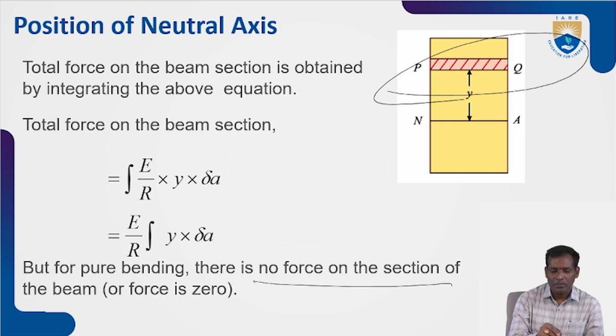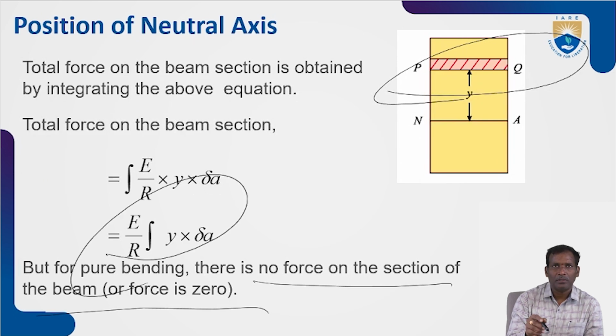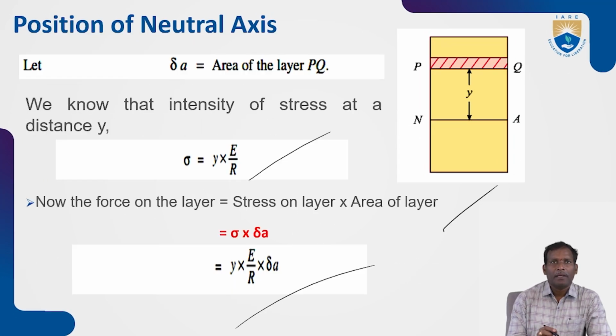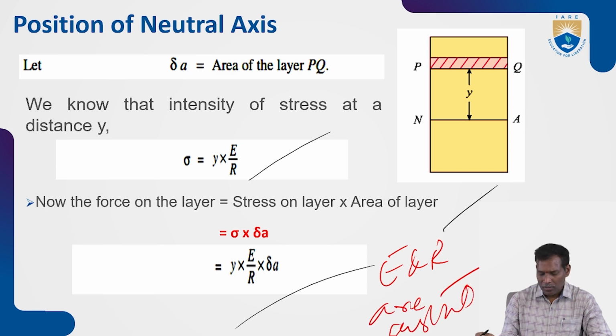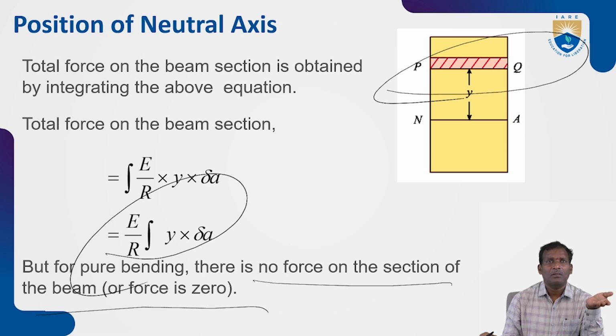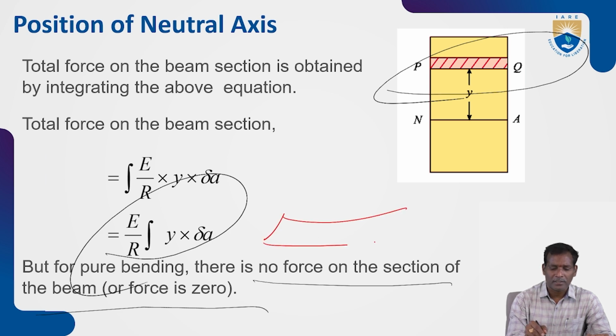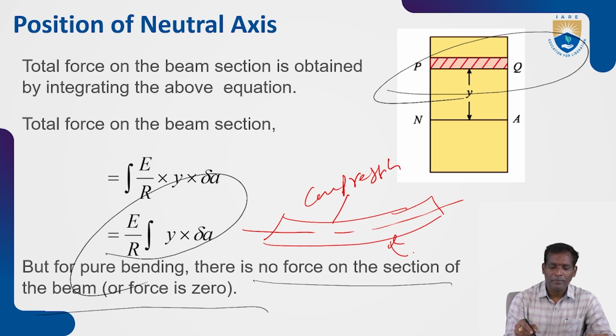But in pure bending, there is no force. So here you consider E and R as constants. E and R are constants, so there is no effect on the total force on the beam section, and there is no change in the radius. Take this example: the top layer undergoes compression and the bottom layer undergoes tension, and in between is the neutral axis.